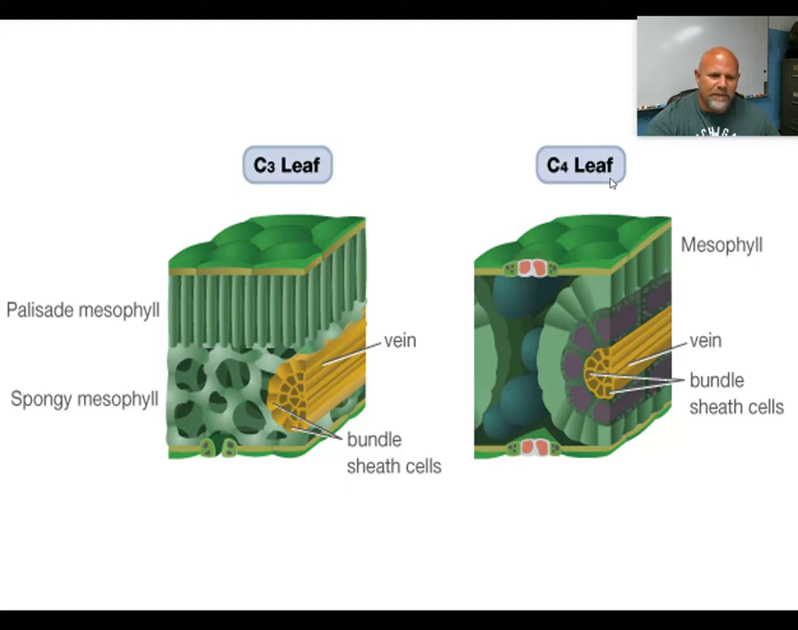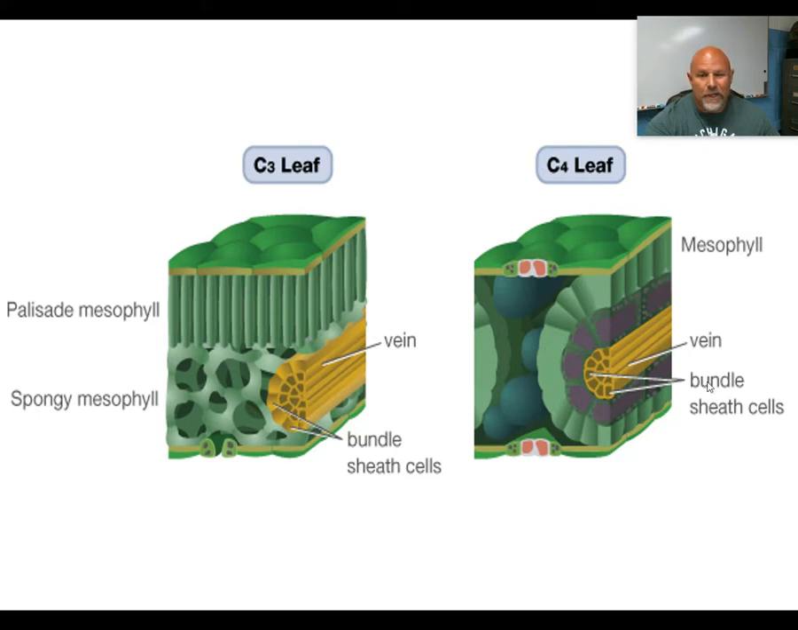C4 plants have a different adaptation. They have epidermis on both sides, but they also have stomata on both sides of their leaves. And where the water comes in, they have a layer of cells that's going to be doing photosynthesis. So instead of having it across the top of the leaf, it's surrounding the vein. And then they have another layer of cells that kind of divides the air space from the photosynthesis space.